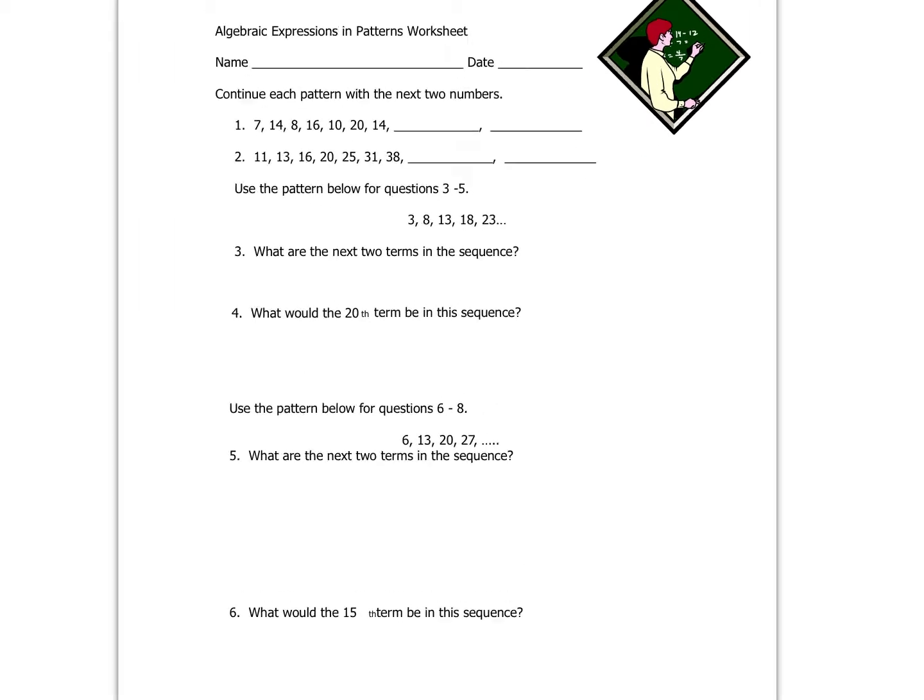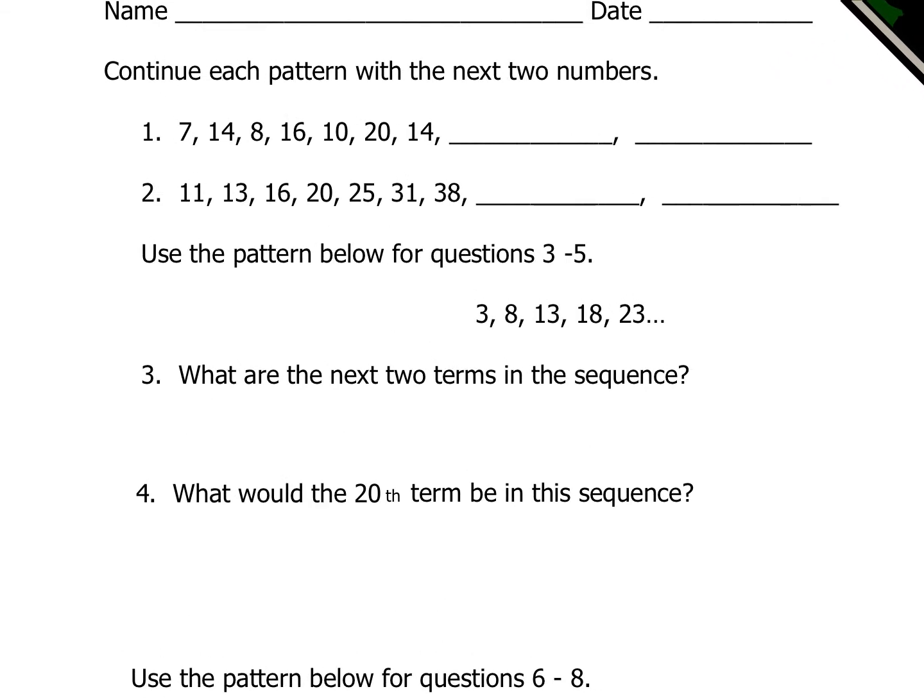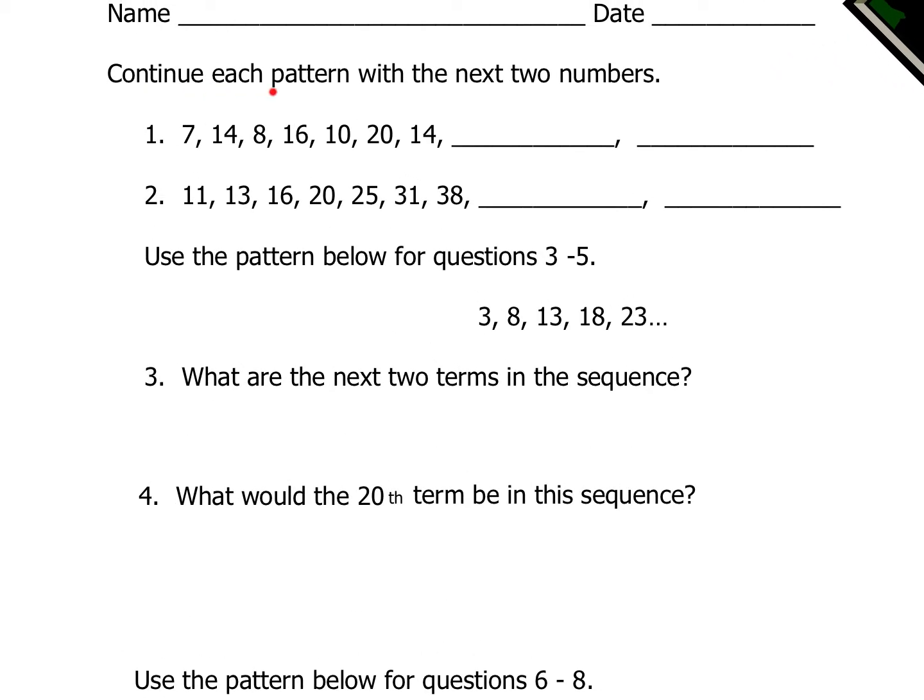Let's have a look at our first question. It says continue each pattern with the next two numbers. Okay, so here we see 7 to 14, then to 8, then to 16, then to 10, then 20, then to 14. All right, well, let's see.